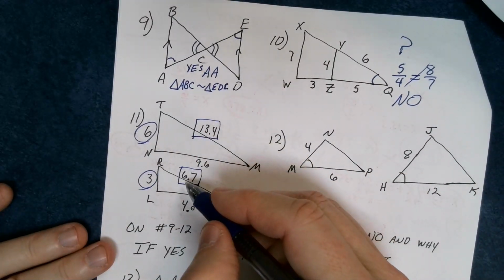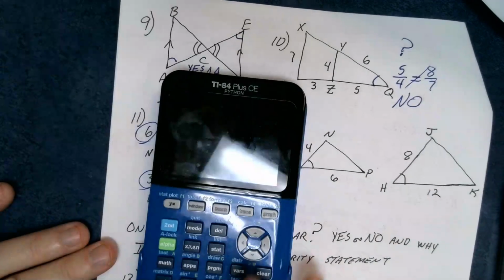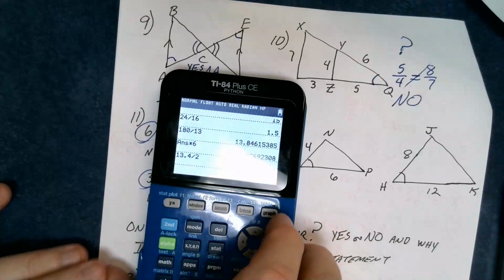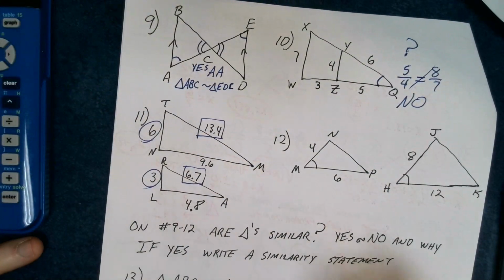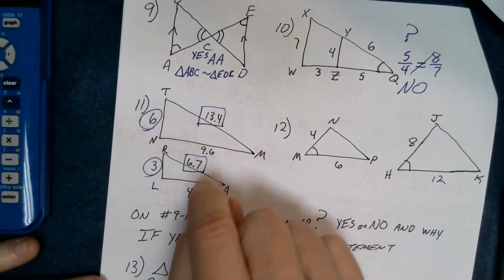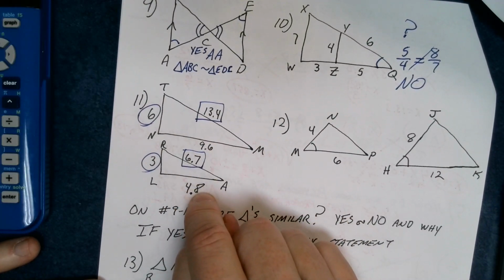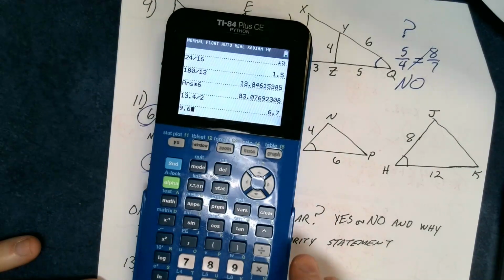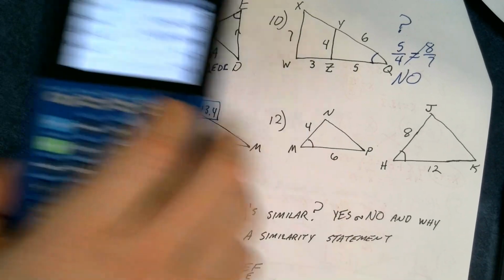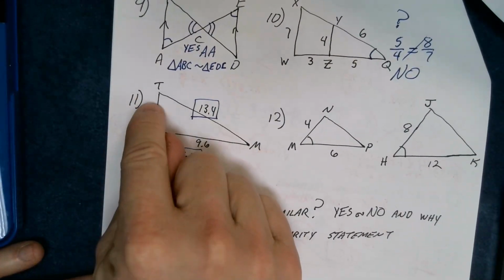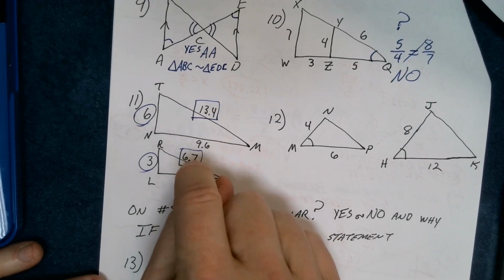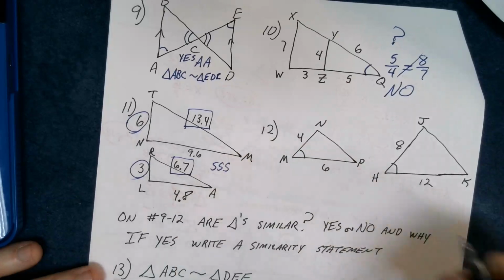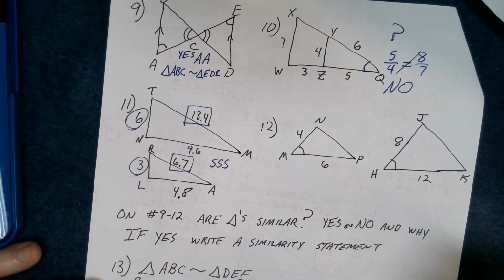Is 6.7 exactly half of 13.4? If you're not sure, go ahead and grab your handy calculator. 13.4 divided by 2, and I get 6.7. I'm like, yeah, that works. Then is 9.6 exactly double 4.8? Again, if you're not sure, go ahead and use your calculator. You do 9.6 divided by 2, and you get 4.8. So in this case, this side over this side is equal to this side over this side, which is equal to this side over this side. So yes, the triangles are similar by the SSS proportionality theorem.